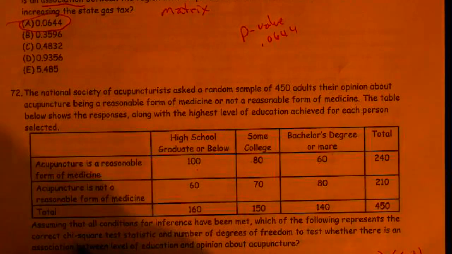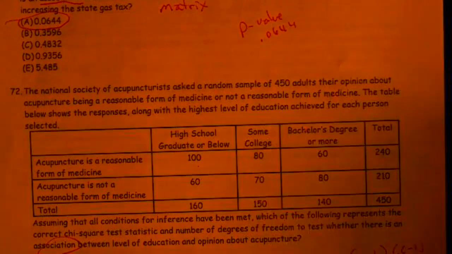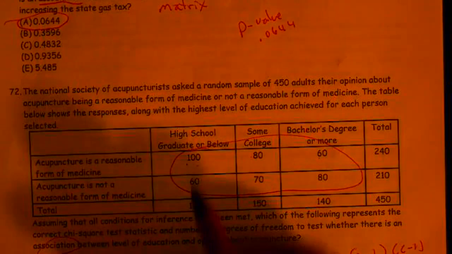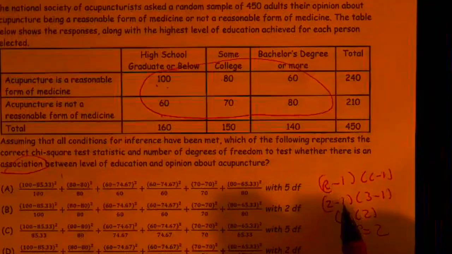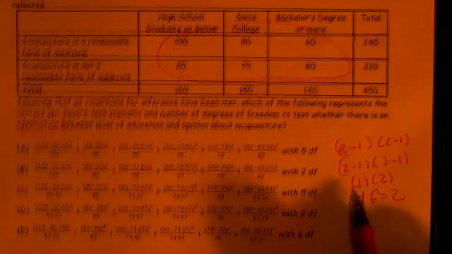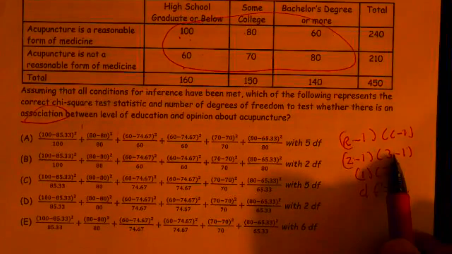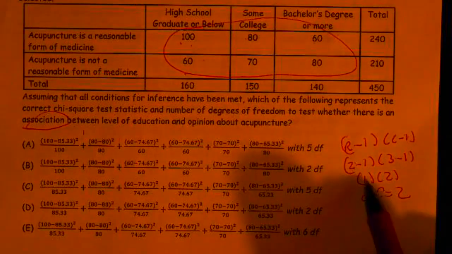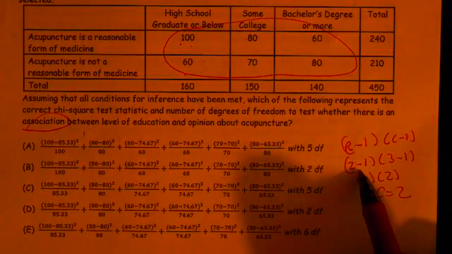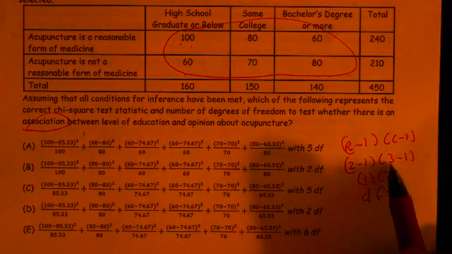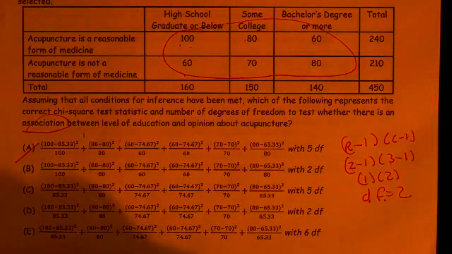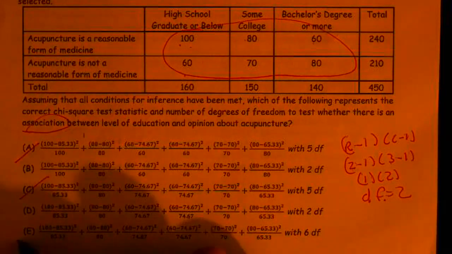So we're looking for an association. So that means I need to enter the data. In this case, I also have 2 rows and 3 columns, so this is a 2 by 3. And we need to calculate our degrees of freedom, which is going to be 2 minus 1 times 3 minus 1, because it's rows minus 1 times columns minus 1. 2 minus 1 is 1. 3 minus 1 is 2. So degrees of freedom are 2. So that gets rid of A, that gets rid of C, and that gets rid of E.